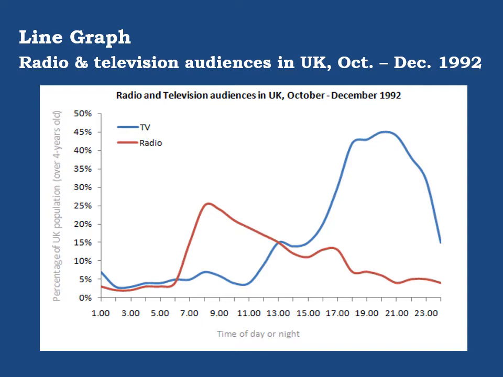We have the title here, which is Radio and Television Audiences in UK, the period of time October to December 1992. At the bottom we have the time of day or night. These are the hours, and the vertical axis has the percentages of the people who watch TV or listen to the radio.